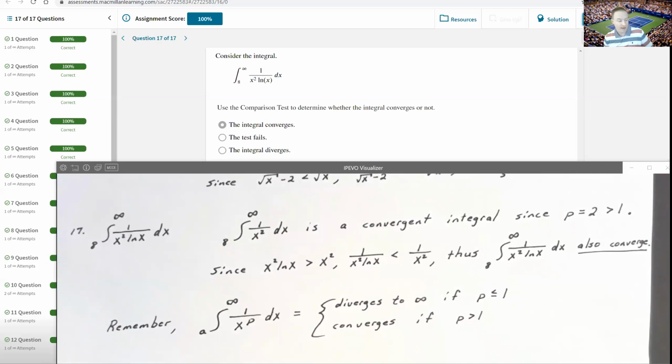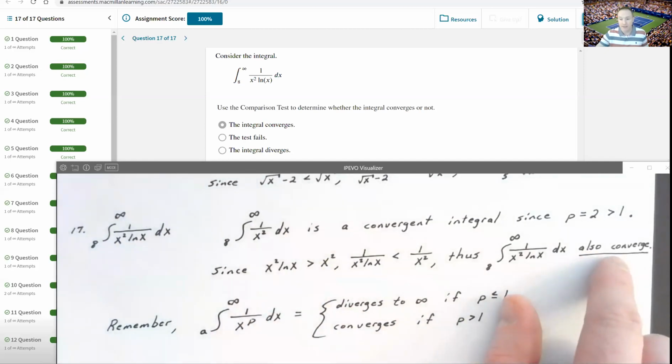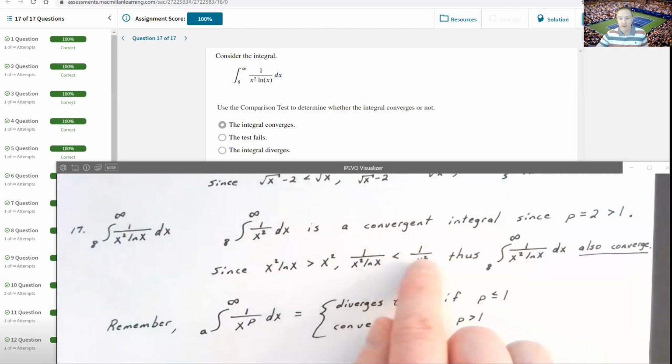Now, you could try other things if you said, well, I can't do this one by hand. Could I use some software to evaluate this? You could. There's no reason to. I promise you it's going to be a convergent answer less than 1 over 8 because the integral of 1 over x squared from 8 to infinity is going to be your 1 over 8.